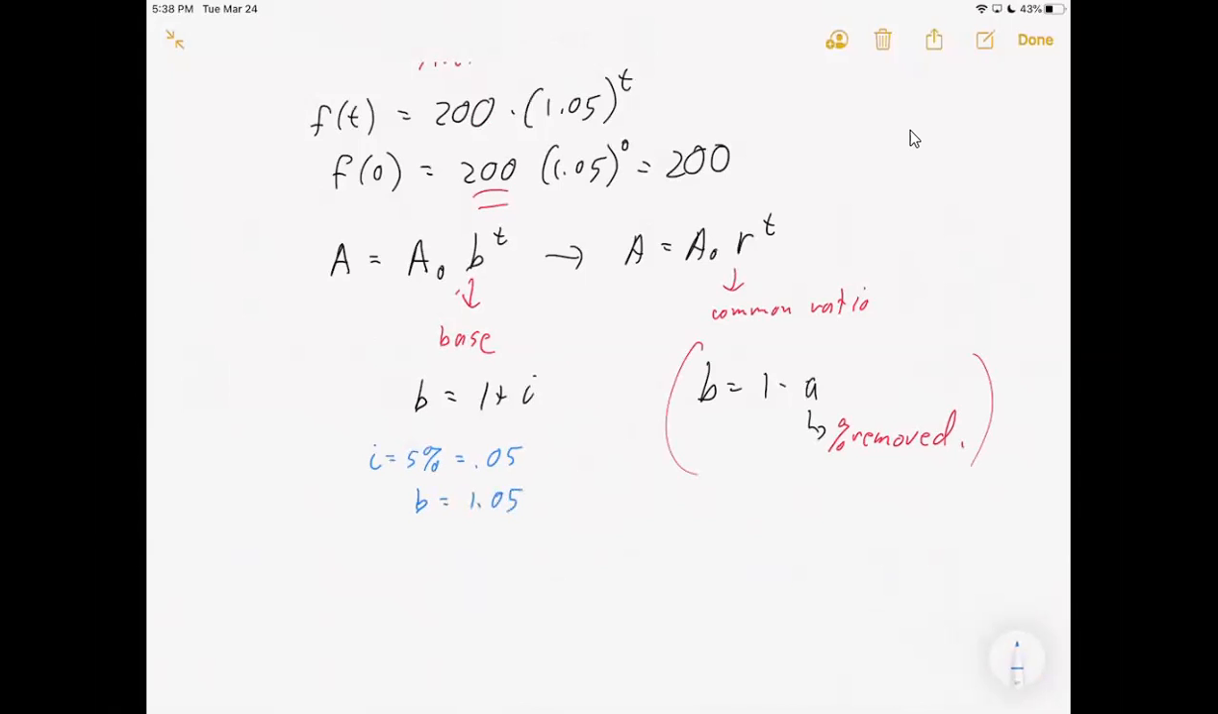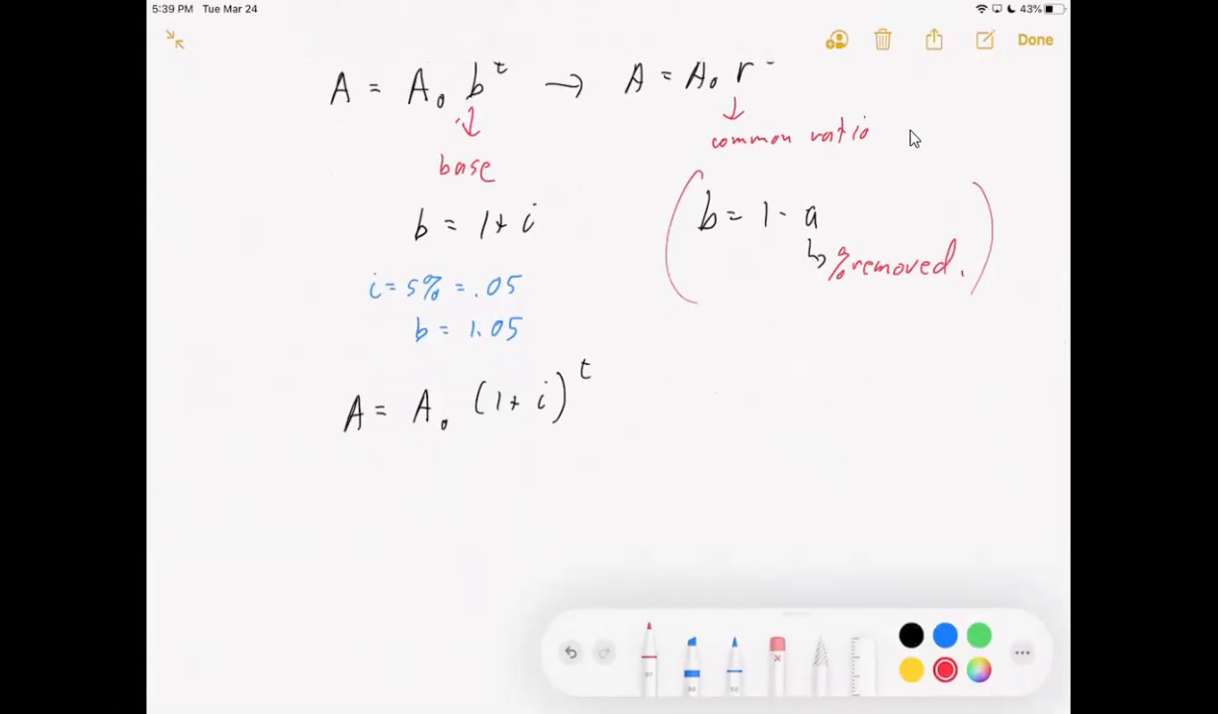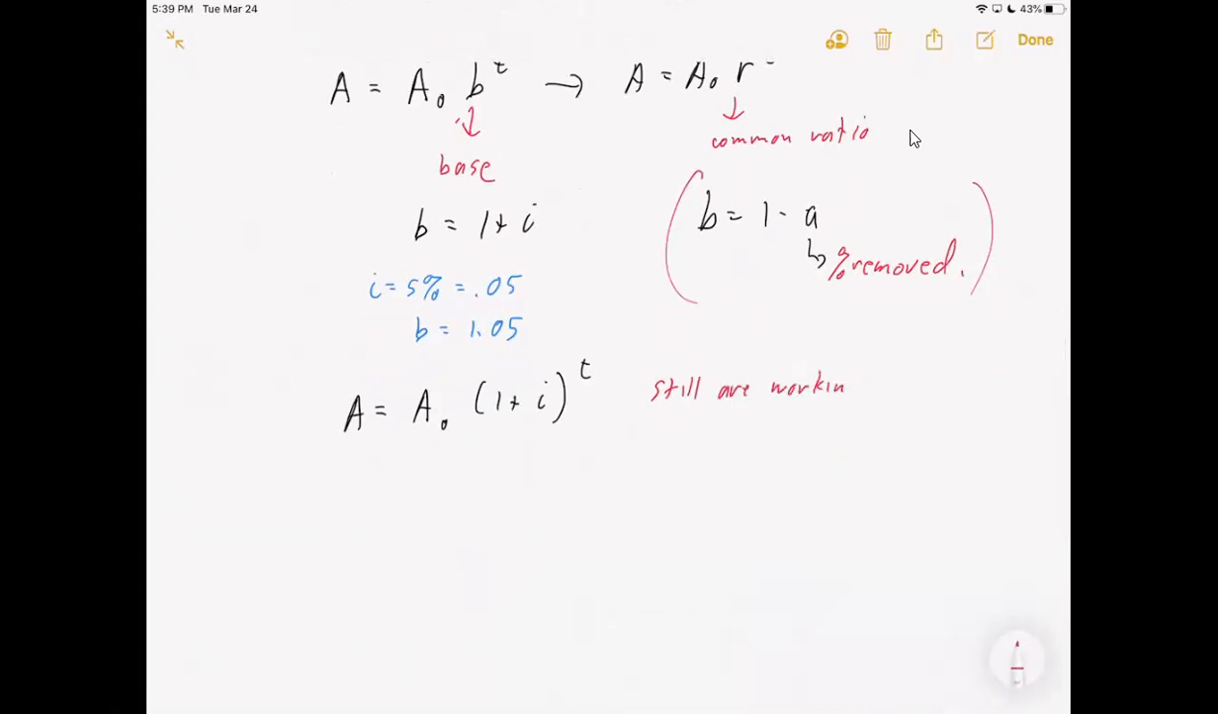Okay, so continuing on, we can write that the amount of money that we have is equal to some starting amount of money times 1 plus i to the t power, okay? So far, we still are working with 1 compounding per year.